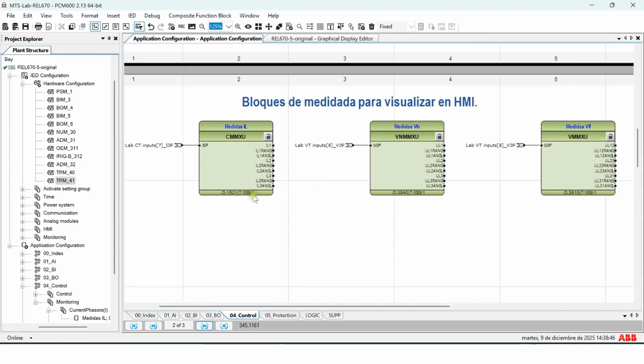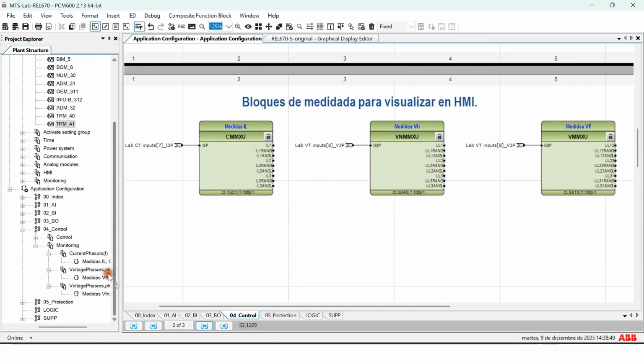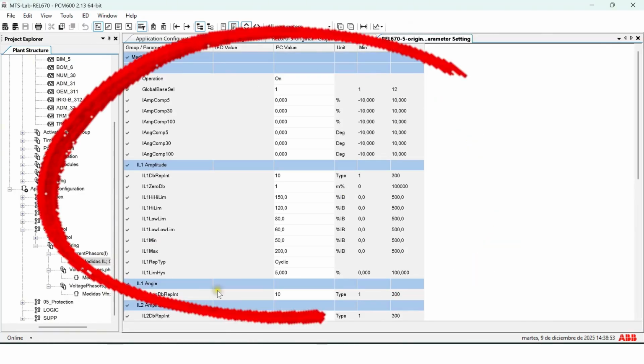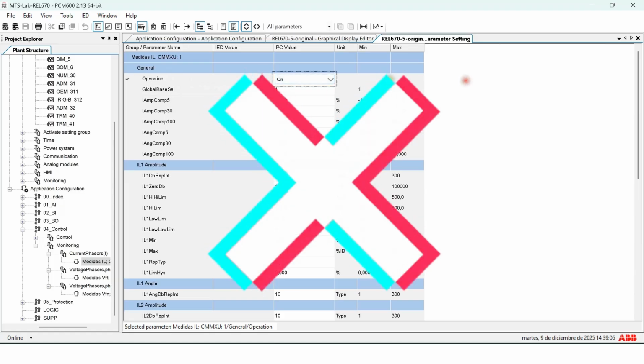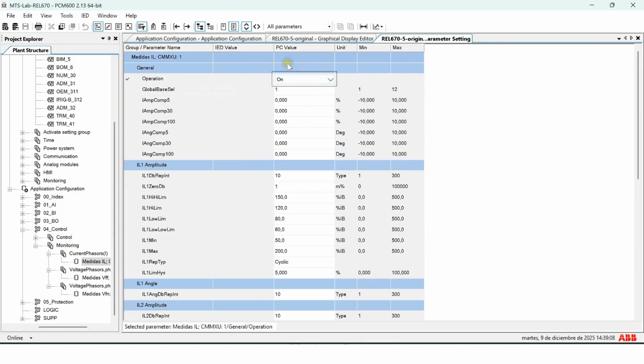On the other hand, if we select any of these blocks and go to parameter settings, we can see several parameters related to how the measurements are displayed. But the most important one is operation, since by default, when a measurement block is added, this value is set to off, leaving the block disabled. For it to deliver values and be usable on the HMI or through protocols, it must be set to on.